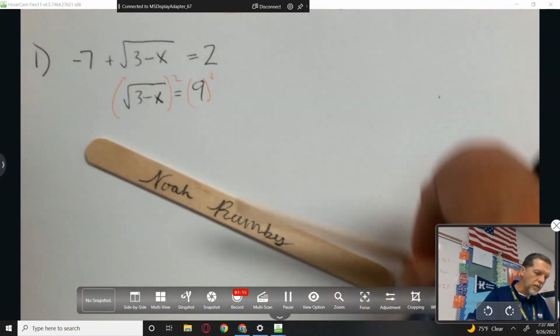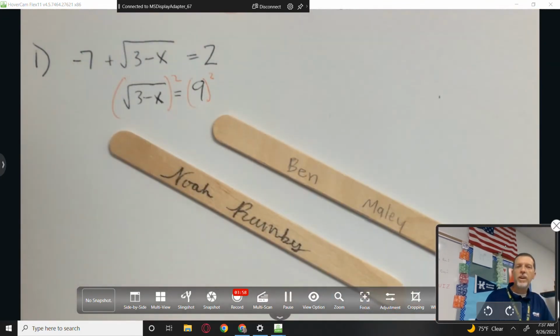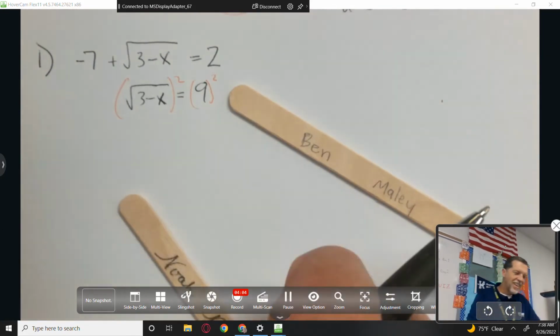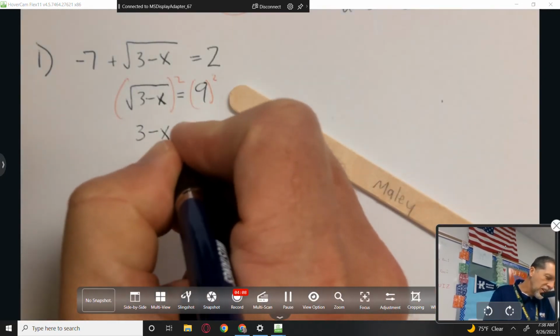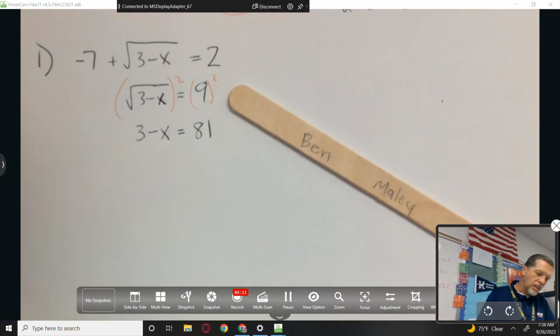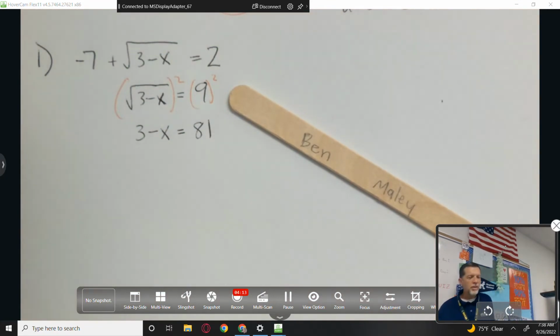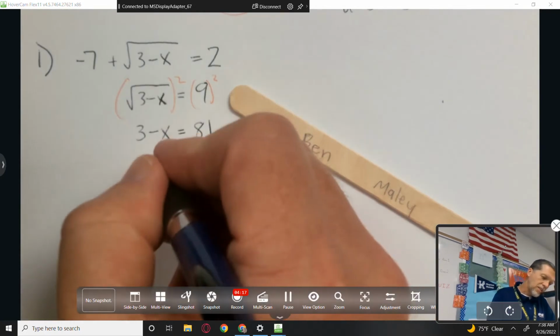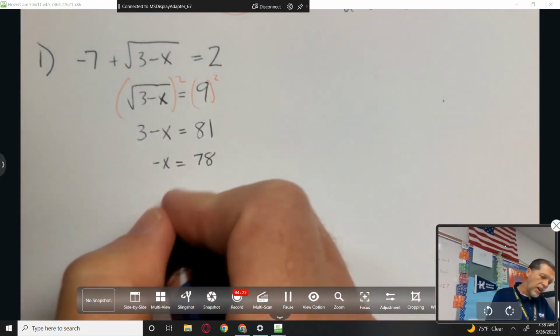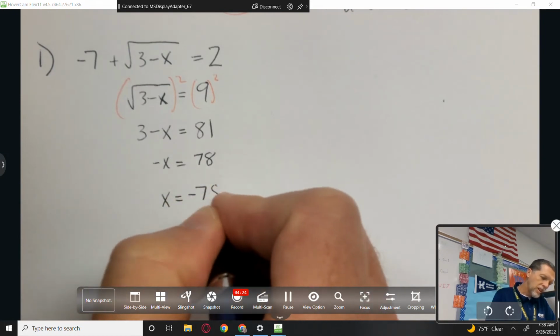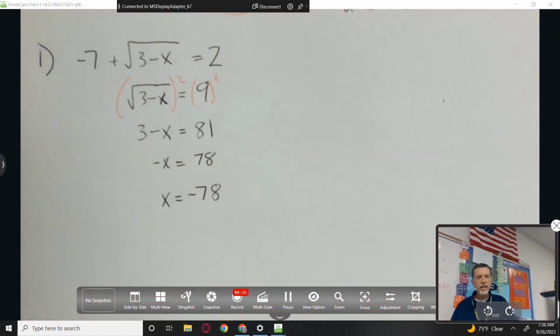I don't know, maybe this is an easy question. Noah, what do you get on the left-hand side when you square the square root of 3 minus x? 3 minus x. That was the whole point of squaring it, just to get rid of the square root. 9 squared is 81. Ben, what do I do next? You subtract the 3. Then we'll divide by negative 1. And get negative 78.